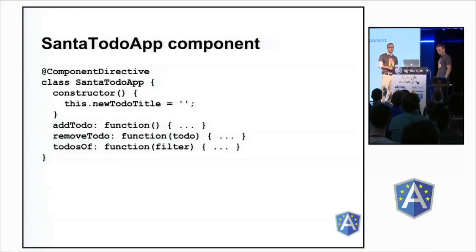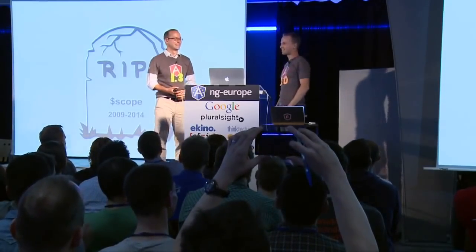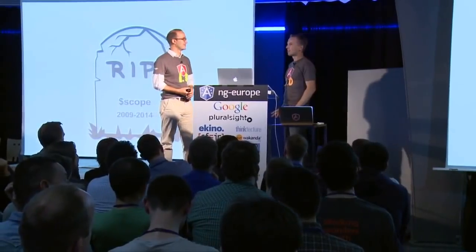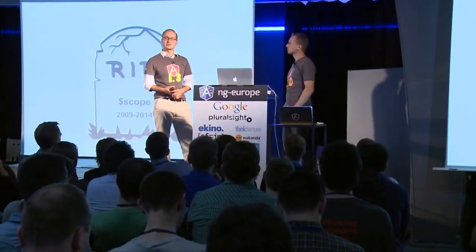So we have the component now, and with that its execution context for expressions. So what's next? Do you think there's something missing in this slide? Oh yeah. You know, there used to be scope. Where is it, Tobias? Come on. I'm sorry to inform you that $scope has passed away. Okay, so now that the component is the execution context for the template, we don't need a special scope object anymore. Okay, I think I understand this.